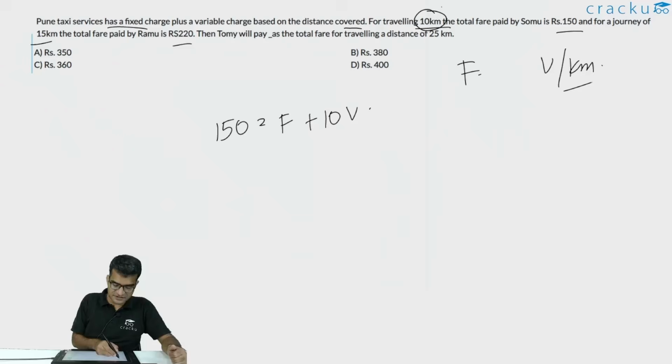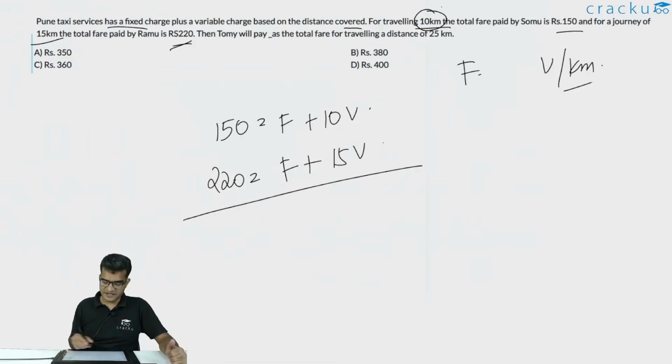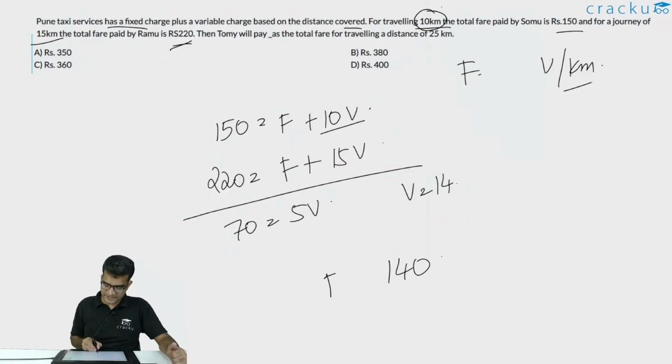But for traveling a distance of 15 kilometers, the fare is 220. So this would imply that 220 is equal to F plus 15V. If you subtract the first equation from the second equation, 70 is equal to 5V, or the value of V is equal to 14. So the value of 10V will be 140. So F plus 140 is equal to 150. So the value of F is equal to 10 and V is 14.